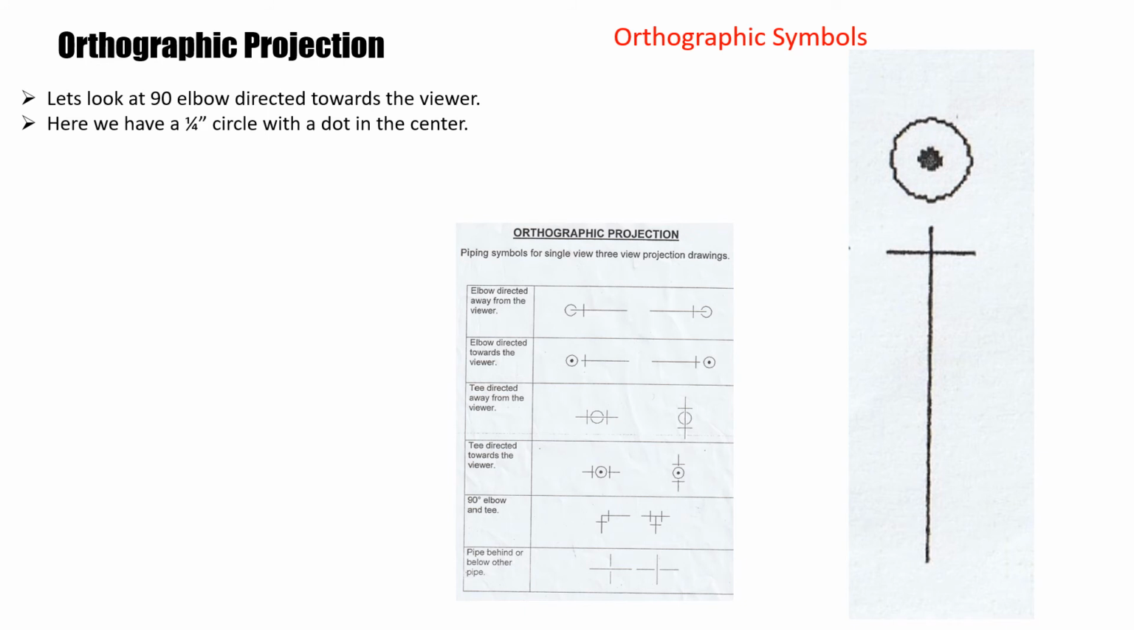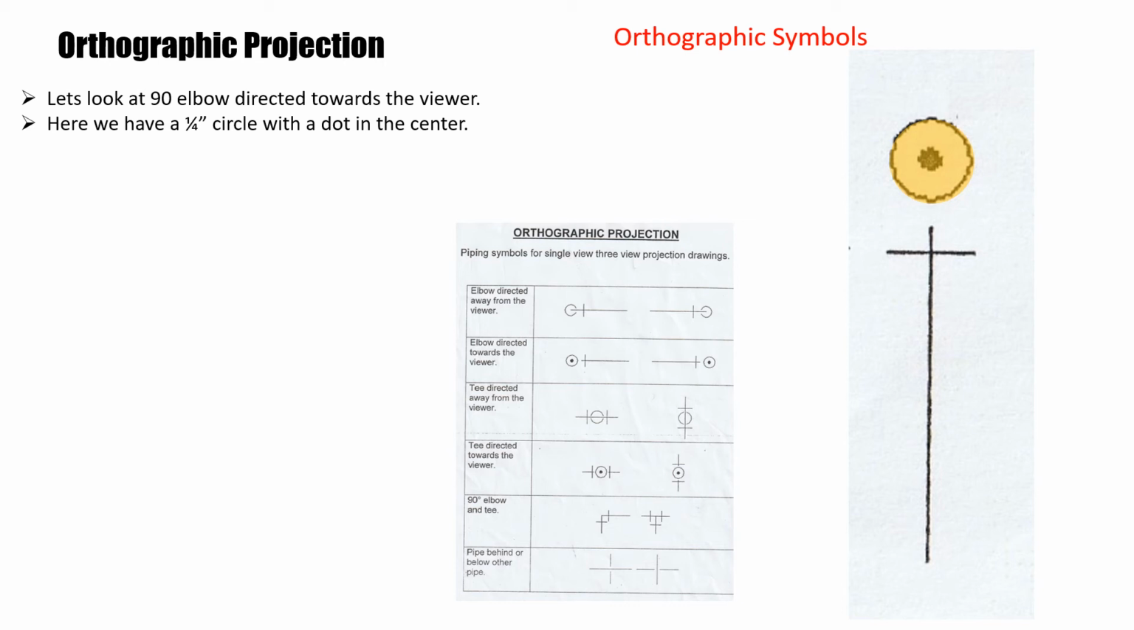Okay, how about a 90 that's directed towards the viewer? So here we have a 1/4 inch circle with a dot in the center. Again, if you don't have a circle template to draw proper circles, you could just use a 3-hole punch piece of paper and use one of the holes in it. It'll get you through for this exercise, no problem.